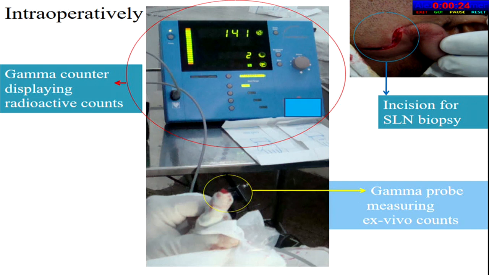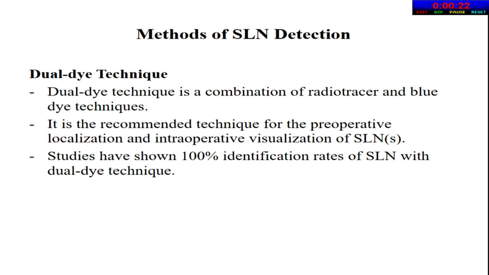So that's why most of the surgeons, they combine the two techniques. The blue dye will help in visualization of the lymph node easily, and the radiotracer technique will help in preoperatively and intraoperatively planning of the incision. And the dual dye technique, it has 100% identification rates of sentinel lymph node.